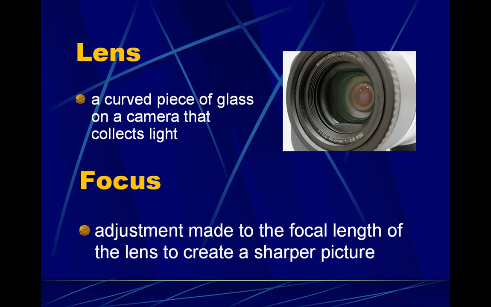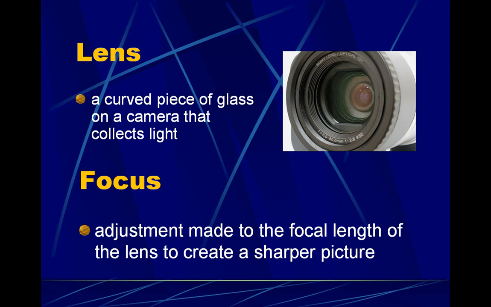Alright, the definition of a lens is a curved piece of glass on a camera that collects light, and there you see a picture of a lens right there. That's what actually sees the light, and of course lets that light and imagery into the camera for the CCD to create the image.